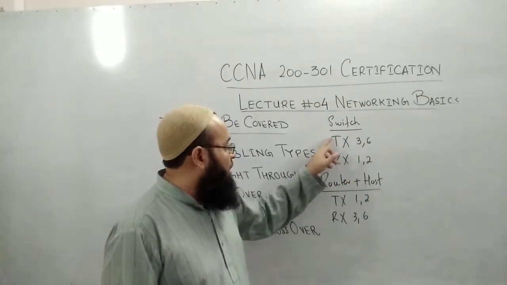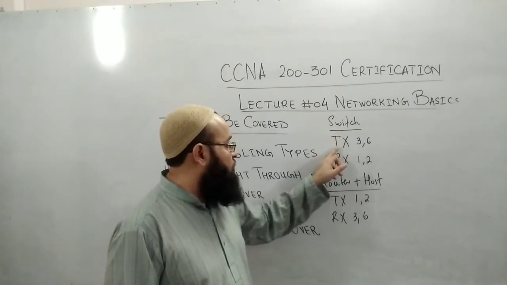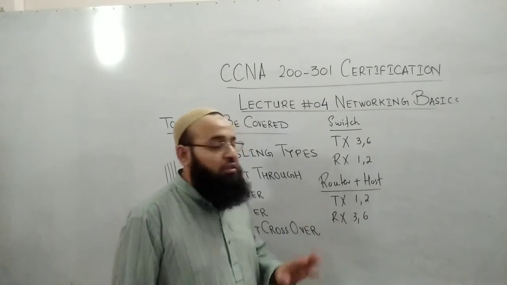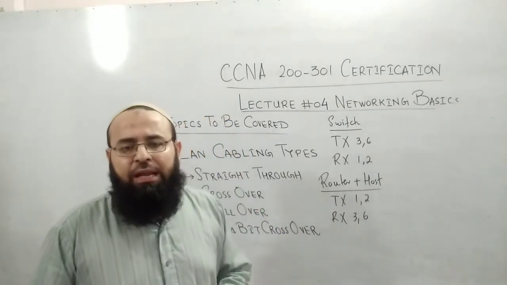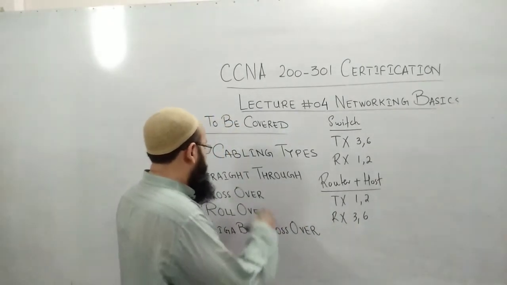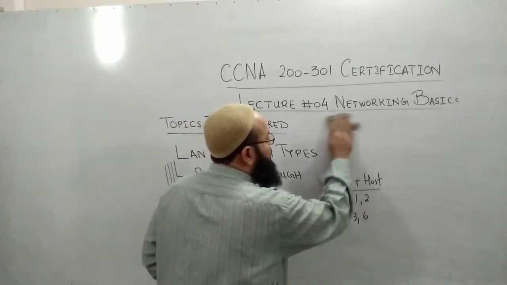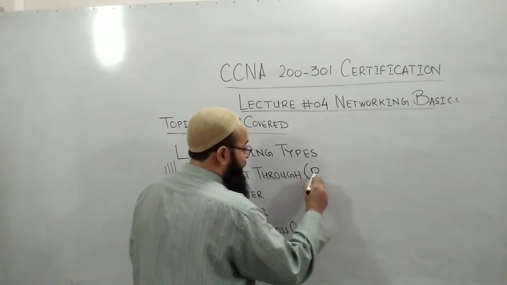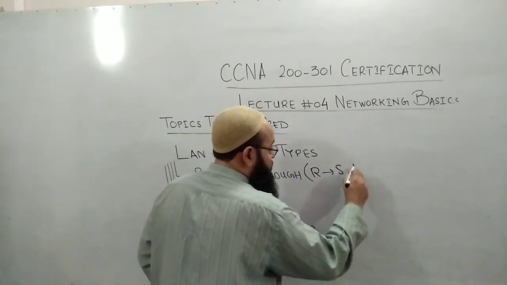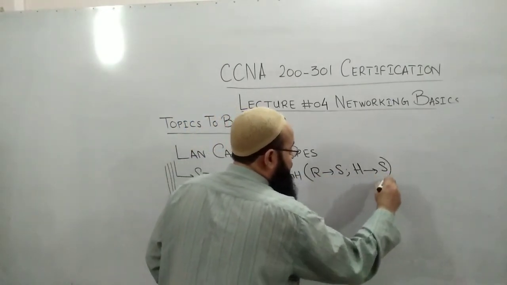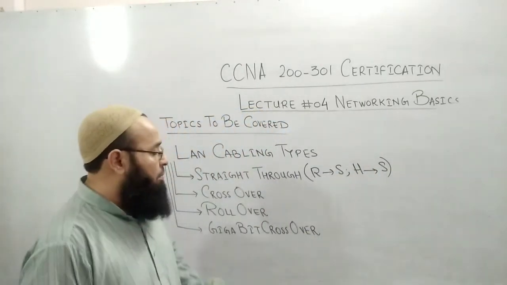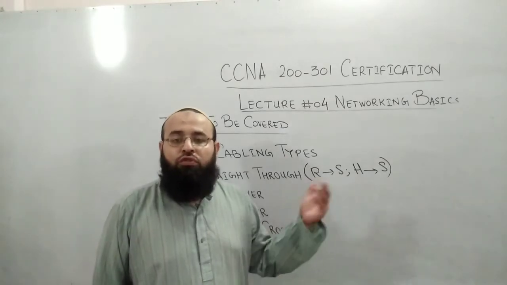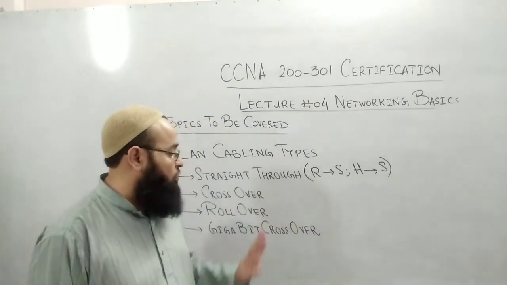Similarly, if transmission of a switch is concerned, then the switch will transmit at pin number 3 and 6 and the router will receive at pin 3 and 6. So it is a very clear fact now: straight through cables are used for connecting a router to a switch, or you can use them to connect a host to a switch. But if you have a switch to switch connection, then you cannot use it. If you have a hub to switch connection, then also you cannot use a straight through cable.